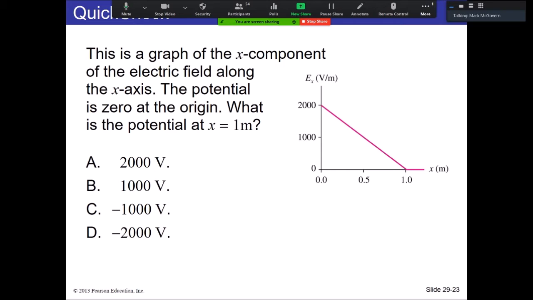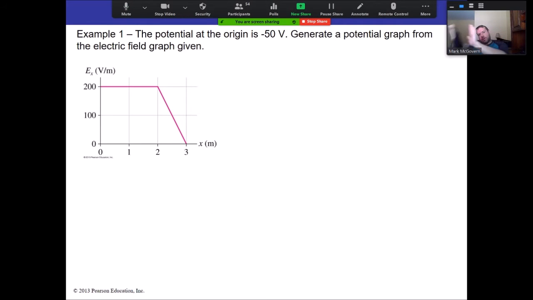This is the graph of the x component of the electric field along the x-axis. So what do we got here? We got a linear function again, but this one is decreasing. Right? The potential is 0 at the origin, so what's the potential going to be at 1 meter? Put it in the chat. Let me know what you think. It's a triangle. All right, 1/2 times 1 times 2,000 is 1,000. Put a negative on there. And answer C.